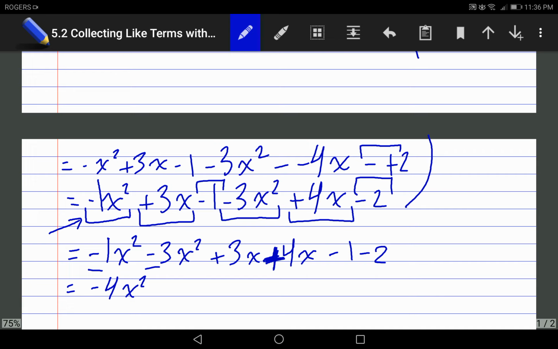Now do plus 3 plus 4 becomes plus 7x. Don't forget those x's, or that 1x. Okay, 3x plus 4x is 7x. Just like 3 cats plus 4 cats is 7 cats. And then negative 1 minus 2. Pull out your calculator, equals negative 3. Here's your final answer. Can't go any further than this.